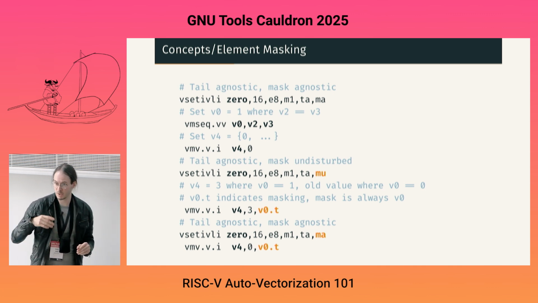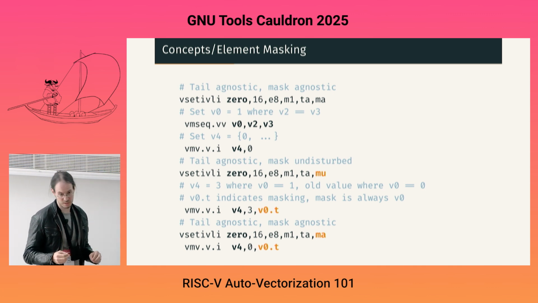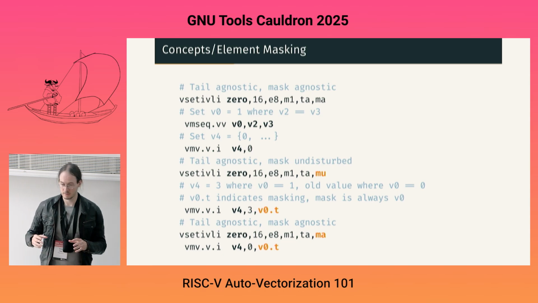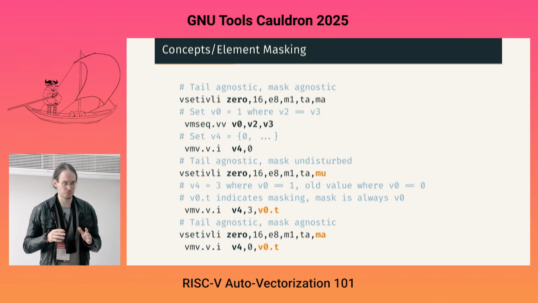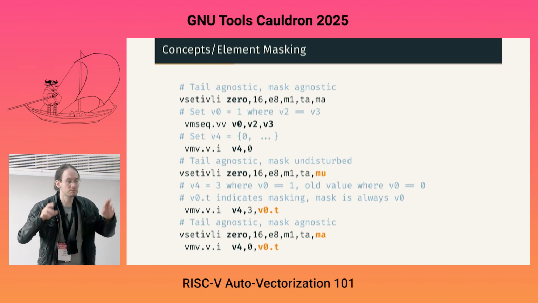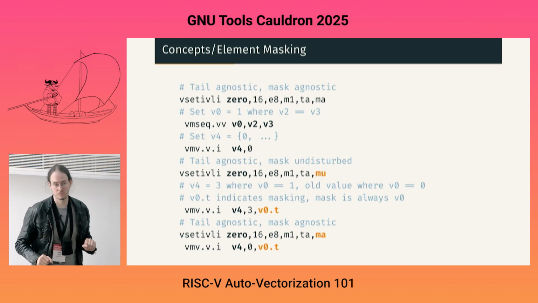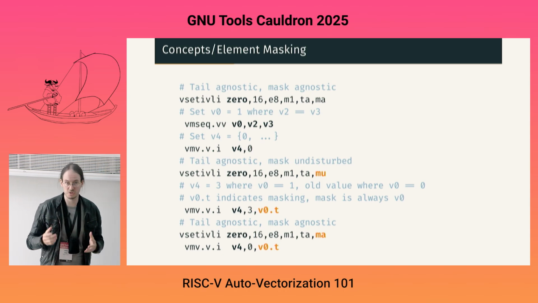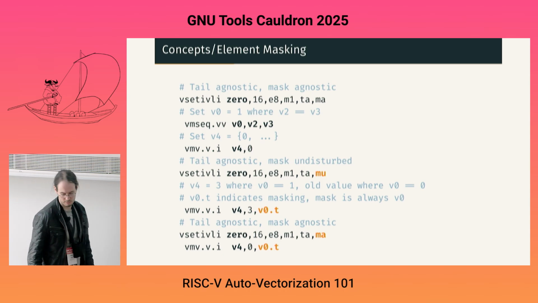Same game with mask agnostic policy, just that the values where the mask is false can be anything. So that's the general concept of those two masking types in RVV.